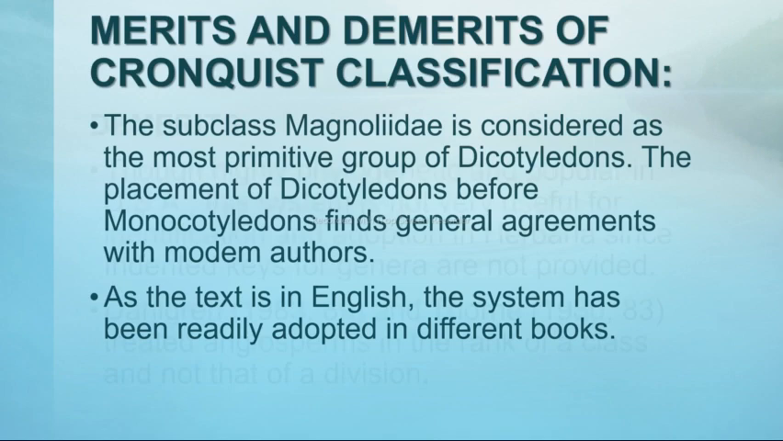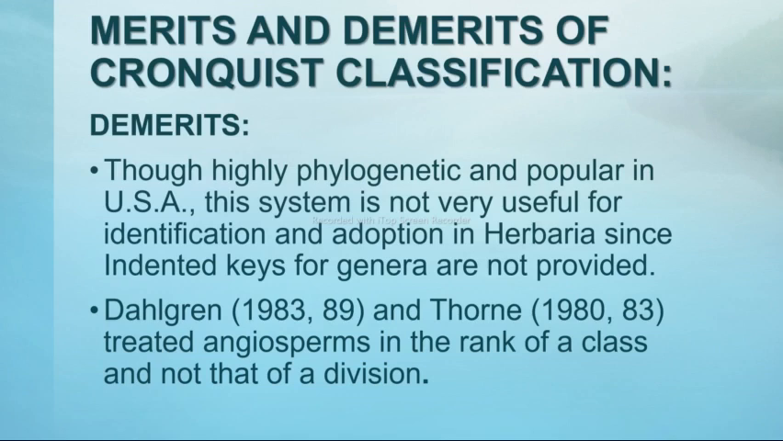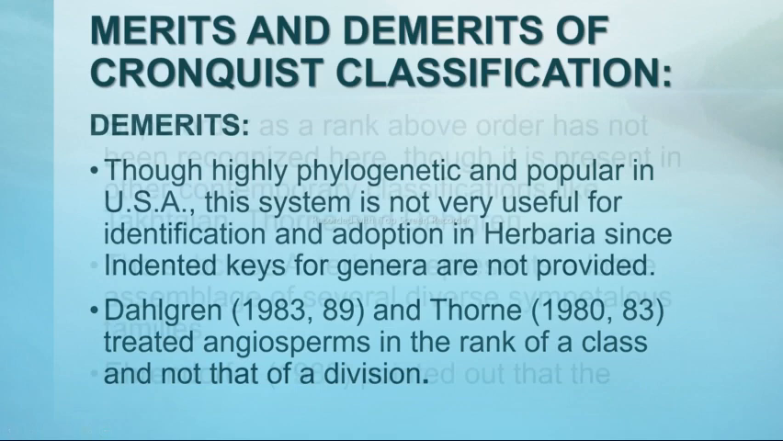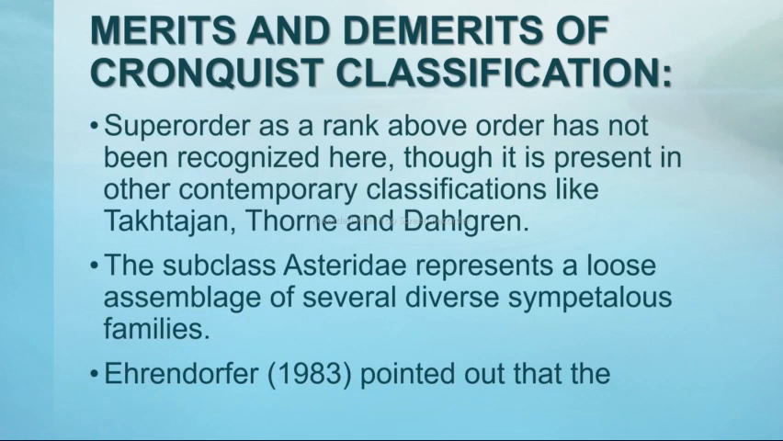Though highly phylogenetic and popular in the USA, this system is not very useful for identification and adoption in herbaria since indented keys for the genera are not provided. And next, Dahlgren (1983 to 1989) and Thorne (1980 to 1983) treated angiosperms in the rank of a class and not that of a division. Superorder, the rank above order, has not been recognized here, though it is present in other contemporary classifications like Takhtajan, Thorne, and Dahlgren.